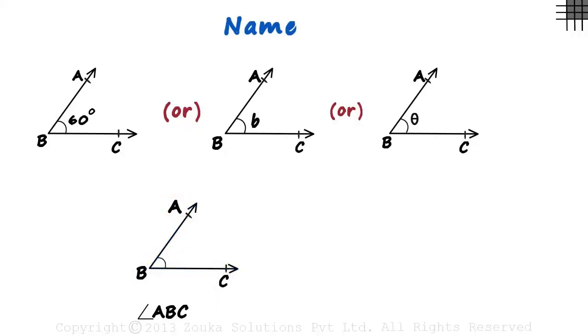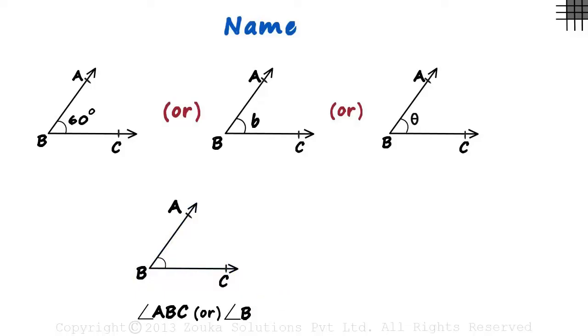Sometimes this angle is also referred to as just angle B. The letter we use here is the vertex of the angle, and the point B is common to both the rays. This one-letter notation to name the angle is convenient but is not preferred.